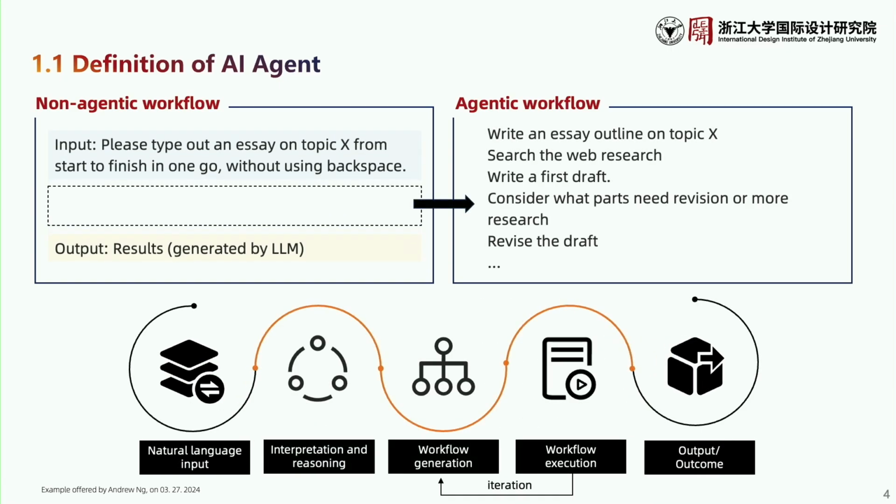First, the AI agent may write an outline, and then it will use some tools to search some research online and write the first draft. And it's not done. It will rethink and do some revision, again and again, until it has a very satisfying result. Compared with non-agentic workflow, agentic workflow contains the reasoning module, the workflow generation module, and the workflow execution module.